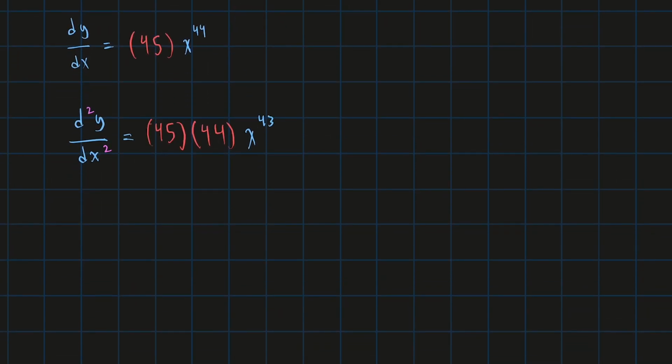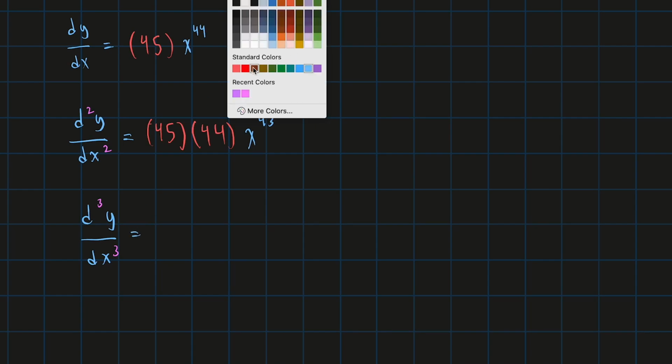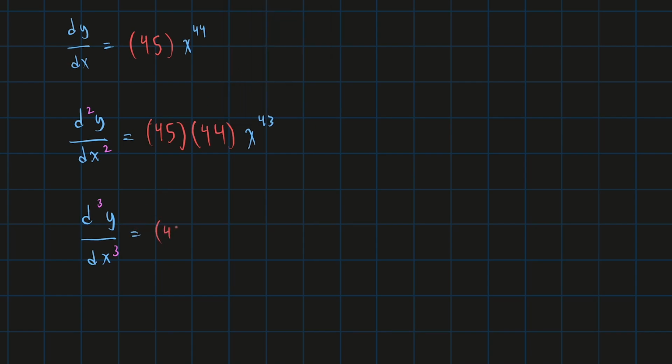Let's take the derivative one more time for good measure. We can sort of see the pattern forming already though. So d to the 3 y over dx to the 3 becomes, well, we're going to keep our 45 and 44 out here. So 45 times 44. And now we're going to bring down this exponent, 43. And then we're going to make it times x to the 43 minus 1, which is 42.